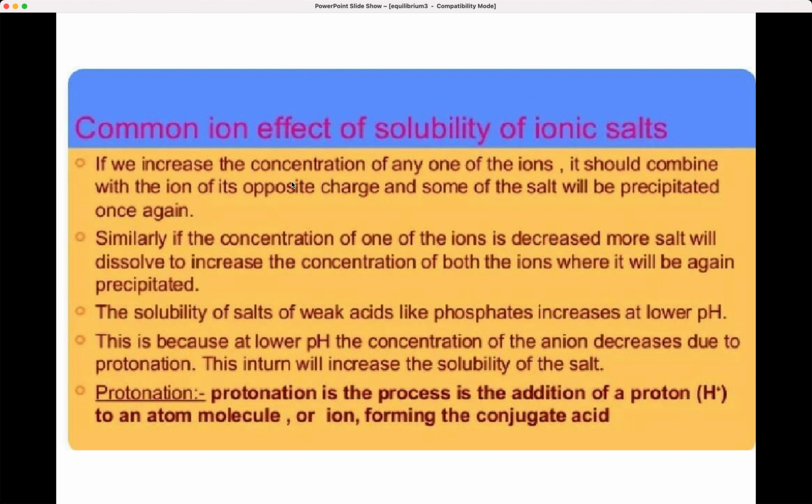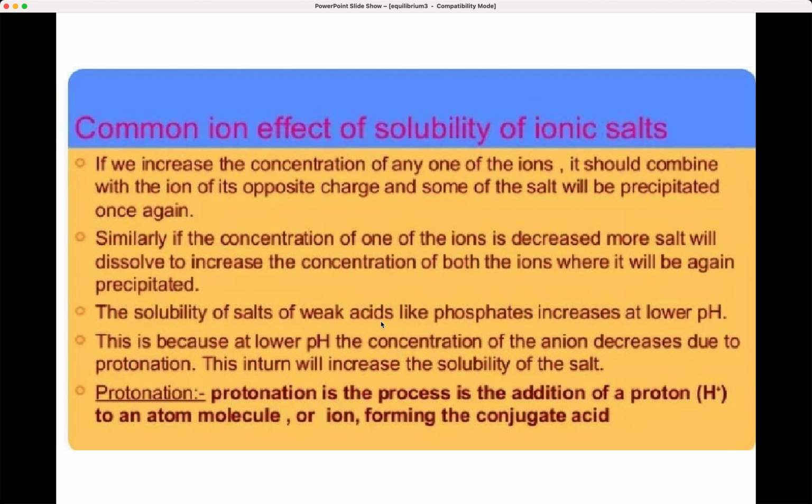Suppose you increase the concentration of any one of the ions. It combines with the ion of its opposite charge and some of the salt is precipitated again. On the contrary, if the concentration is decreased, more salt will dissolve to increase the concentration, because the system will try to increase the concentration by dissolving more salt of both ions, which will again be precipitated.